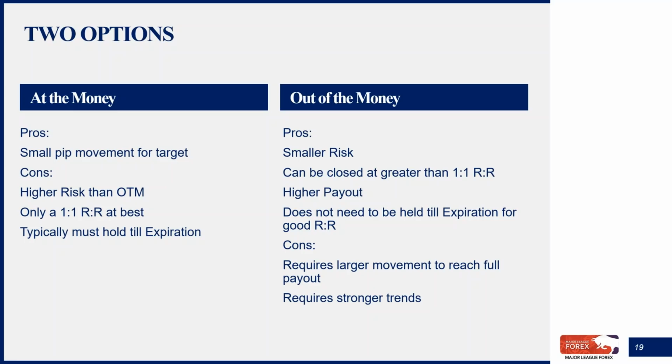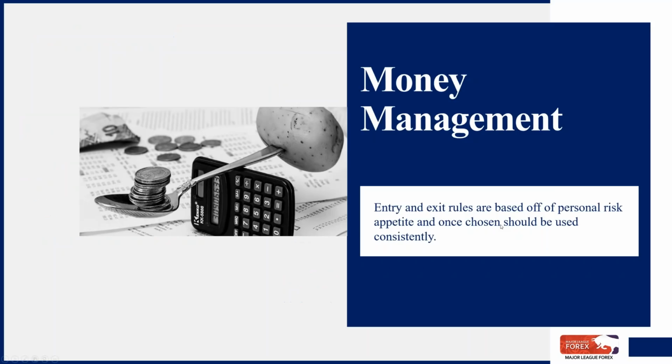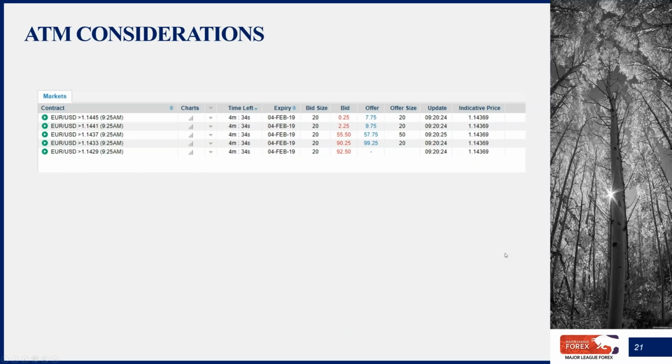Okay, all right. So with that being said, let's talk about money management. Entry and exit rules are based off your risk. Once chosen, they should be done consistently. Money management is the exact same thing, and I'm using the same thing here. It says entry and exit rules for a reason. Money management is also based off your entry and exit. You're opening yourself up to risk to reward ratios, and again, that's important. So let's look at an actual contract here so we can talk about this.